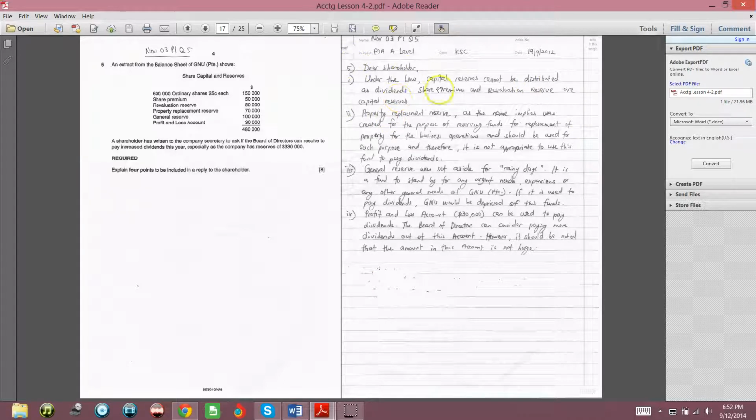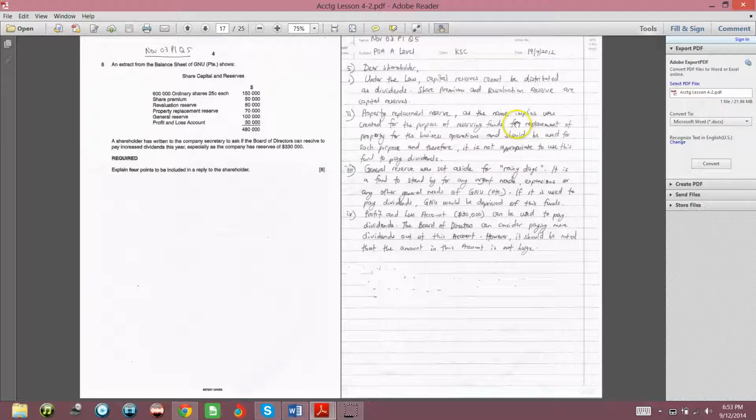So 4 points. Under the law, share capital reserves cannot be distributed as dividend. Under the law, share premium and revaluation reserves are capital reserves. So these two cannot be used to distribute as dividend. Property replacement reserves. So when the question asks a common sense question, please answer the question with logical common sense as well. So don't leave this kind of question blank. Answer it and you are likely to get full marks.